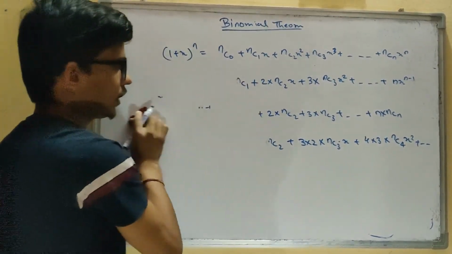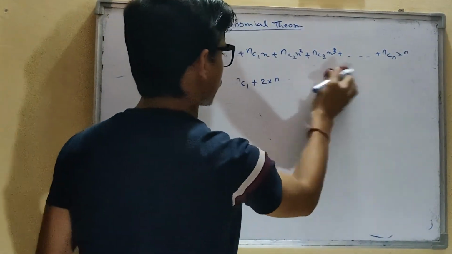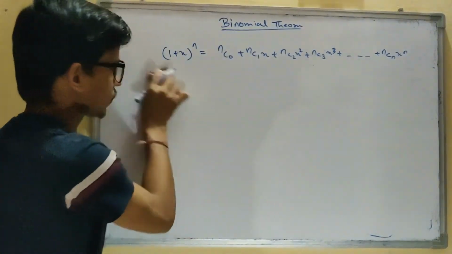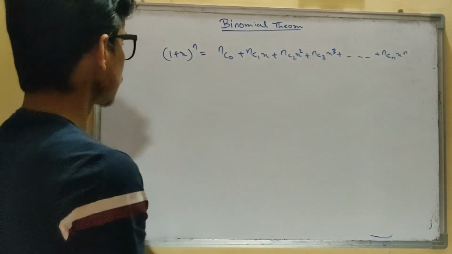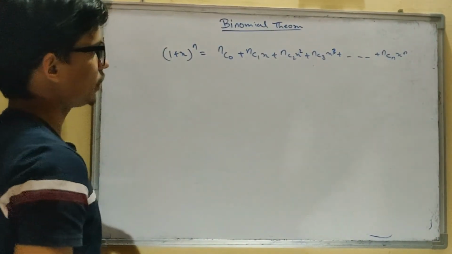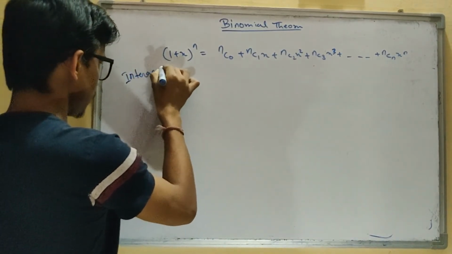Now the next thing is (1 + x)^n. Now we have to use integration, and let's see how it works.